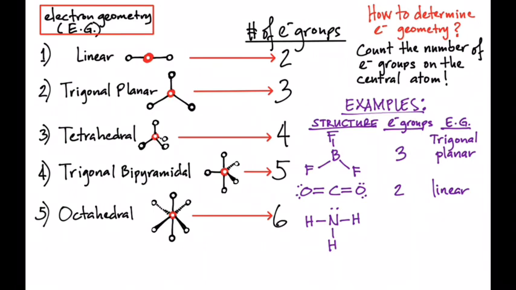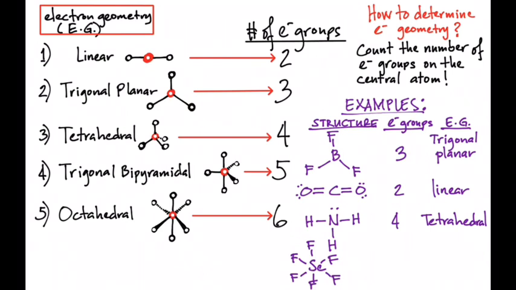And the third example here is ammonia, which has the chemical formula NH3. And as you can see, the nitrogen is the central atom, and it's got 1 lone pair and 3 single bonds. So each single bond counts as 1 electron group. And so we have 1, 2, 3, 4 electron groups. So in that case, ammonia has a tetrahedral electron geometry.